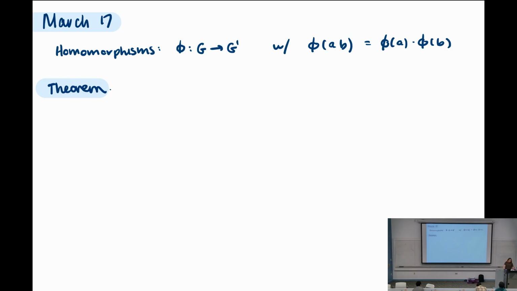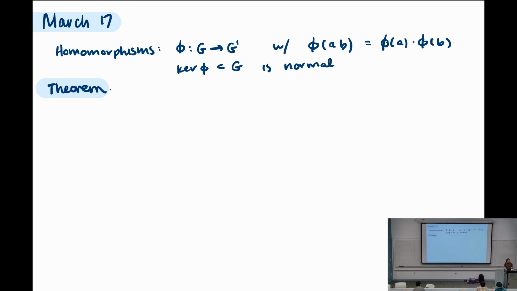So last time we saw that the kernel, so all of the things that are sent to the identity in G prime, we saw that that is normal in G. So the kernel of phi, which is a subgroup of G, is normal. So we could look at the corresponding factor group and wonder what is G mod the kernel of phi. And the first isomorphism theorem tells you what that is.